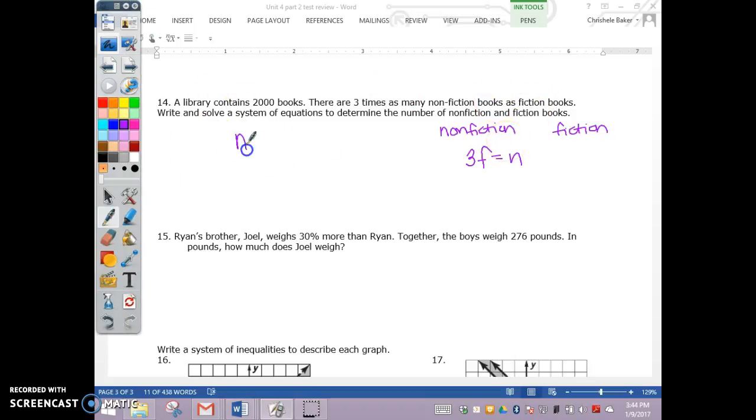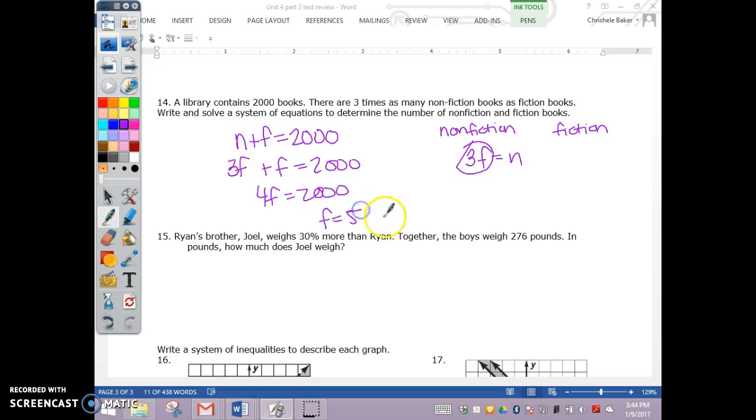Okay, together, 2,000 books. So substituting in for N, 3F equals N, so where you see N, you can shove a 3F in there. So 4F equals 2,000, and F equals 500. So if there are 500 fiction, there are 3 times as many nonfiction, which would be 1,500.